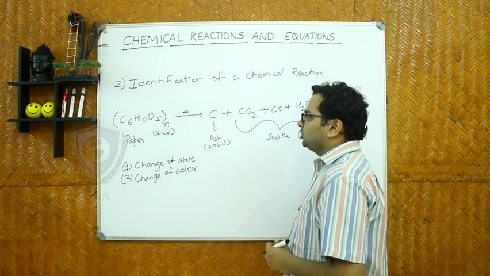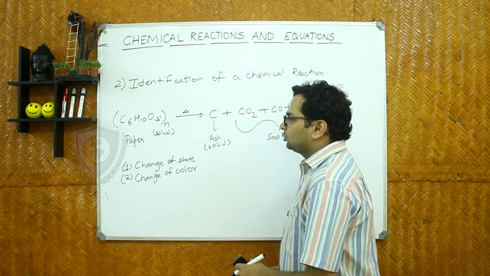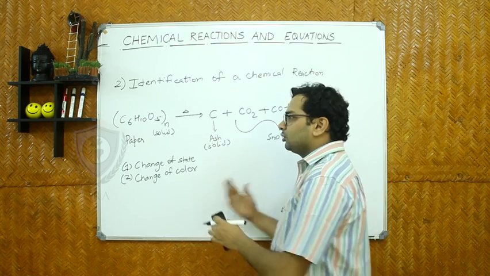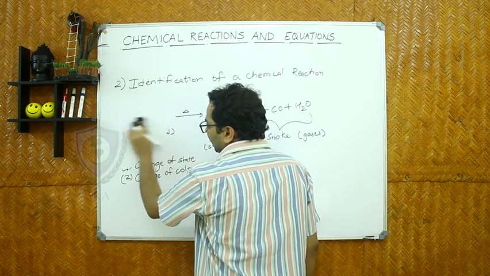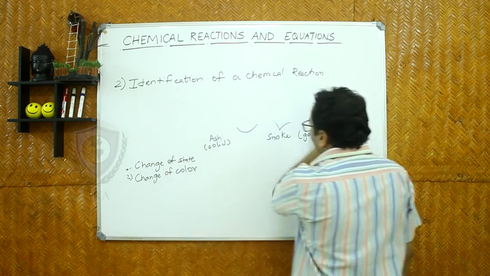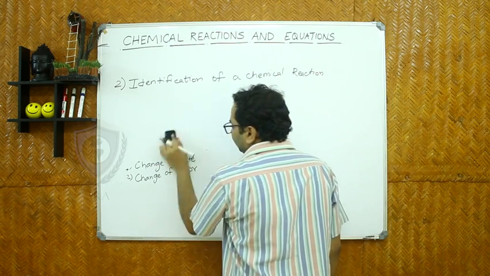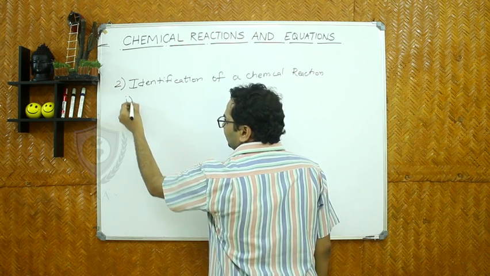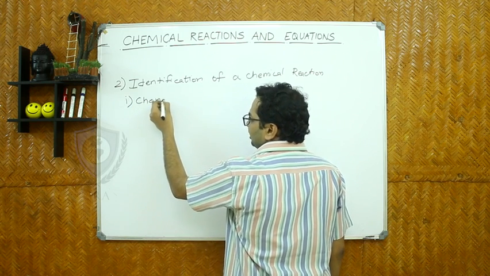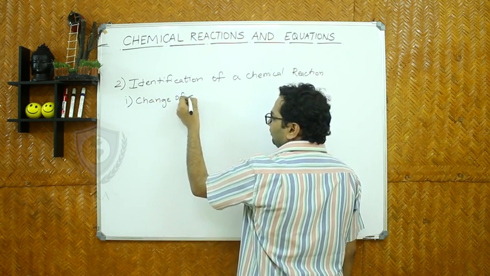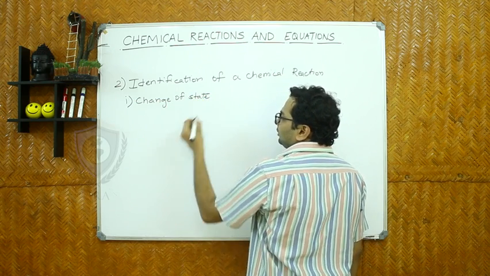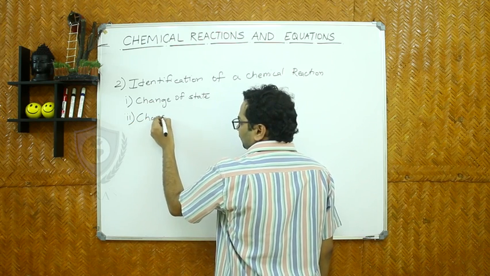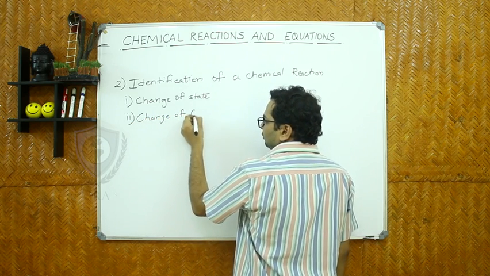So let's look at change of color. Let's take another example to understand change of color better. I'm going to wrap this up and let's again write these points to see what example we are going to take for the change of color. The first point we understood was change of state because of the burning paper, right? The second is change of color.